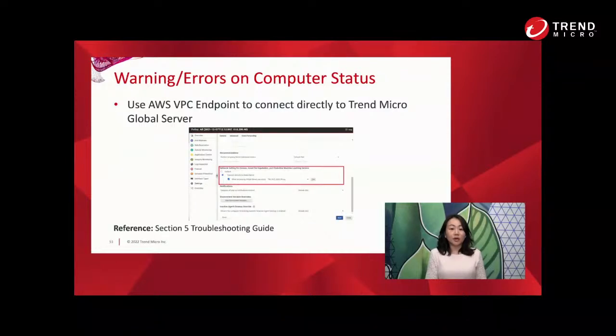You can click on the policy and use the AWS VPC endpoint to connect to the Trend Micro global server. In order to do so, you can click on the computer with this issue, go to the settings under General, see the network settings for sensors, good file reputation, and predictive machine learning service. Configure it to use the proxy, which is the VPC endpoint for your AWS account.